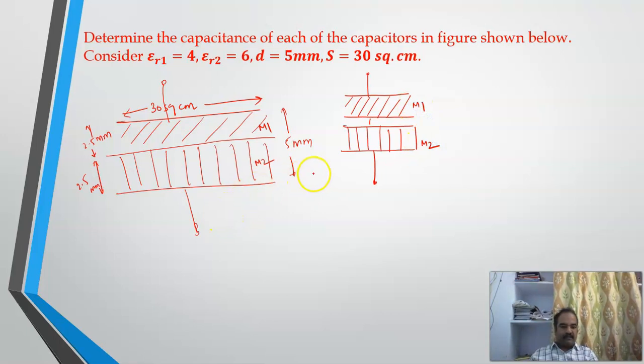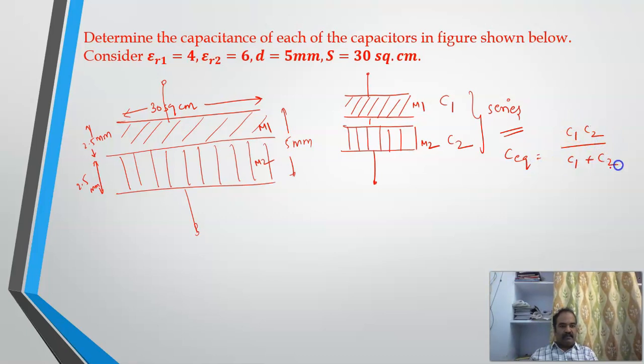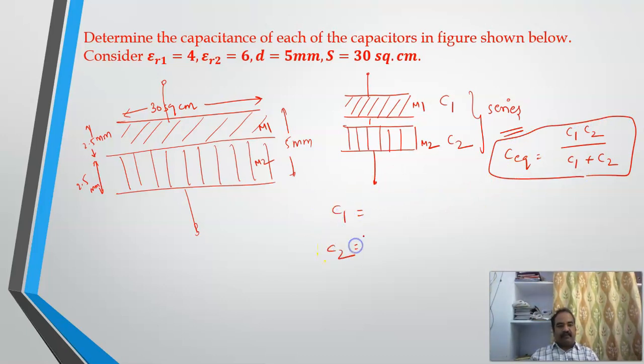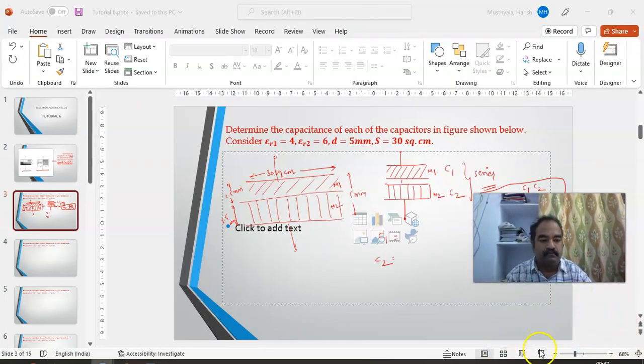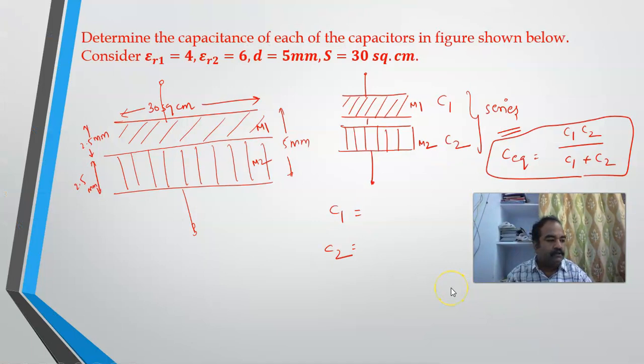Now what you can see, these capacitances, let us suppose C1 and C2, are in series connection. So for a series connection, what is C equivalent? It is C1 C2 by C1 plus C2. So first of all, we will try to determine C1 and next C2, and then we will solve this problem.